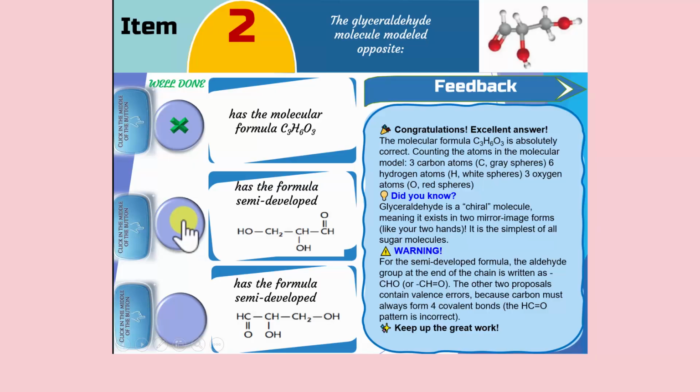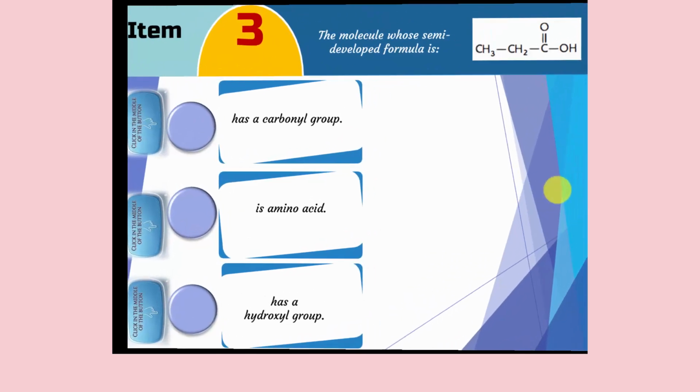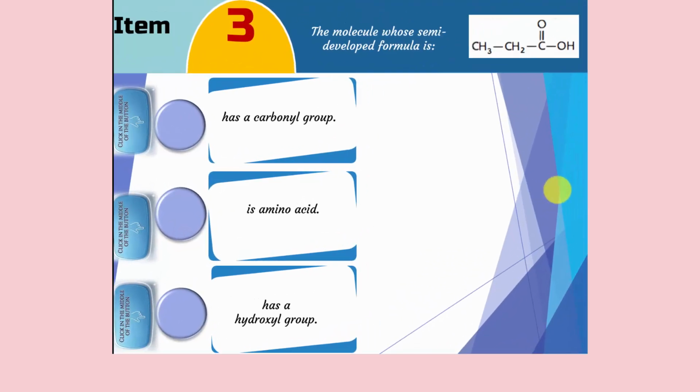The molecule is also chiral, meaning it can exist in 2 mirror image forms, much like our left and right hands. When writing the semi-developed formula, remember that the aldehyde group must appear as CHO, or CH=O. This notation respects carbon's 4 covalent bonds and avoids the valence error shown in the other proposals. Excellent work.